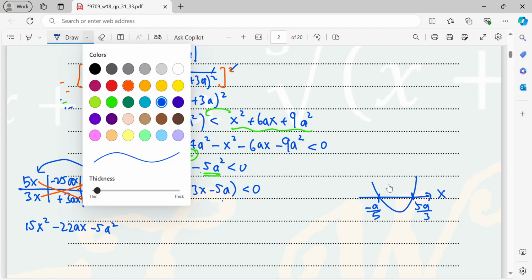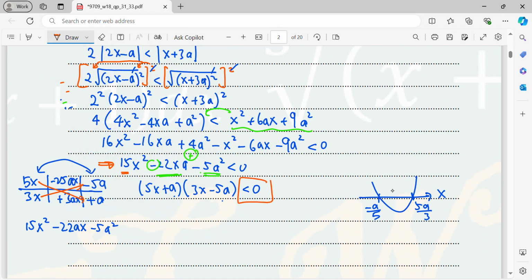So for the final answer, look here, less than 0. Therefore, it will be below the x-axis. Hence, I will be getting my answer as x between minus a over 5 and 5a over 3. So that's the solution for question number 1.